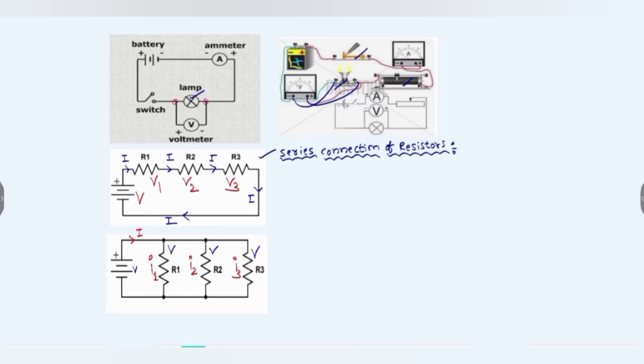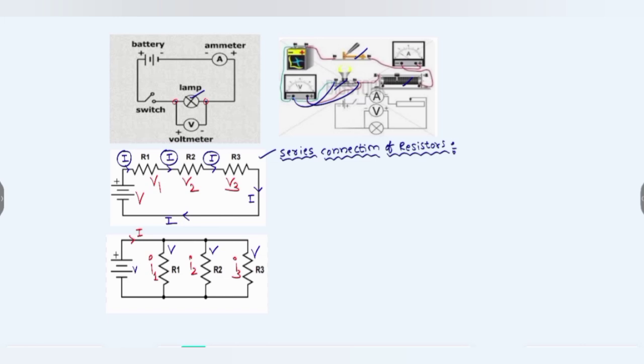See, we have 3 resistors. At every resistance the current value is I only. But if you observe, the voltage is divided across every device. Means the total voltage, if it is V, at R1 it will be V1, at R2 it will be V2, at R3 it is V3.